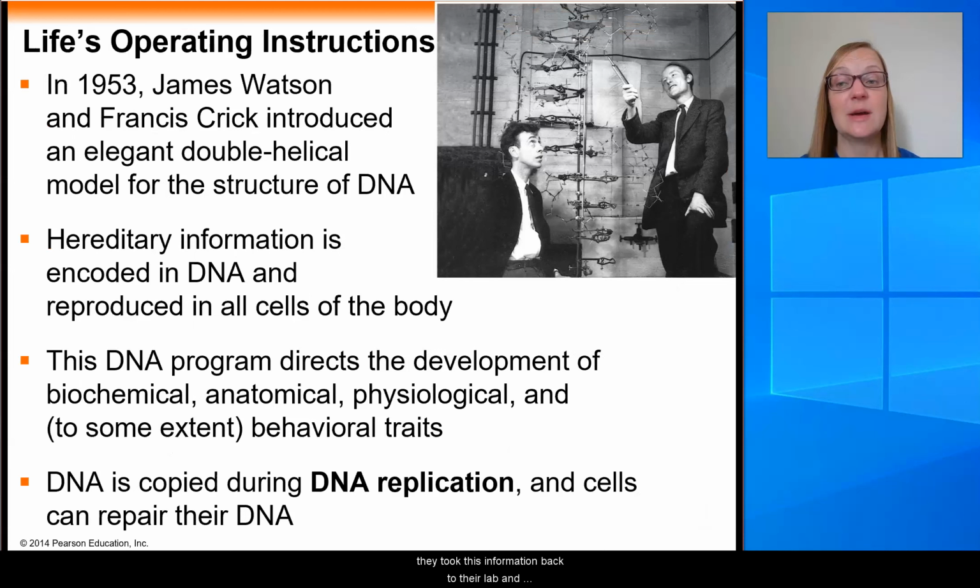They took this information back to their lab and eventually they pieced together, using Maurice Wilkins, Rosalind Franklin's data, other scientists like Chargaff, they used their information and they came up with this double helical model. And so here you see a picture. This guy right here is Francis Crick. This guy down here is James Watson, and they're standing next to their ball and stick model of the DNA double helix.